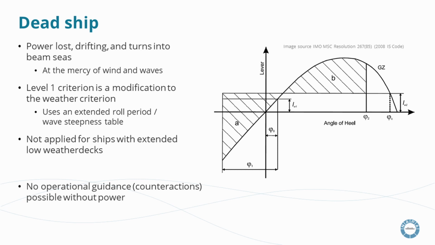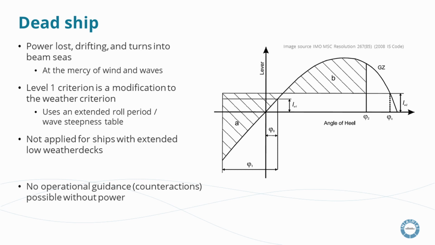The first of these 5 failure modes is dead ship. Here, the ship has lost power, is freely drifting at the mercy of the environment, and turns into beam seas. The situation is very much similar to the current weather criterion in the IS Code, and in fact the check for the first level in this second generation criterion is actually a slightly modified version of the weather criterion from the current IS Code. The second generation criterion uses an extended roll period and wave steepness table.